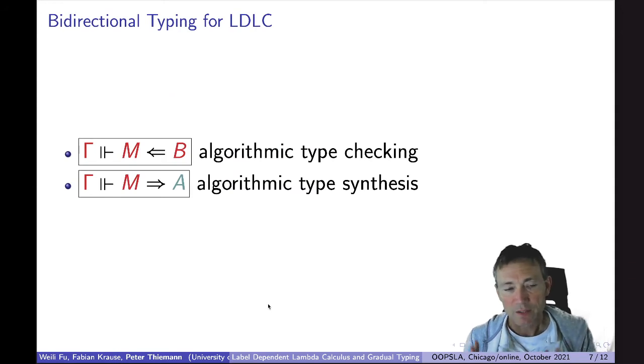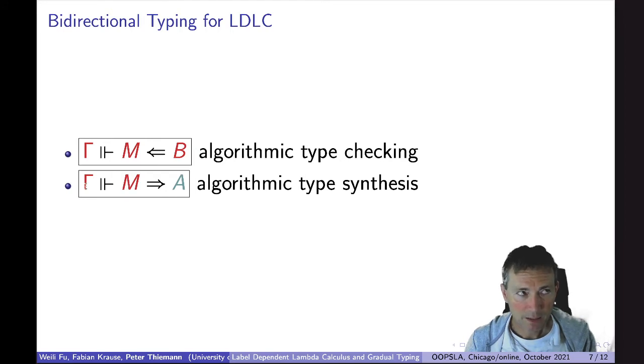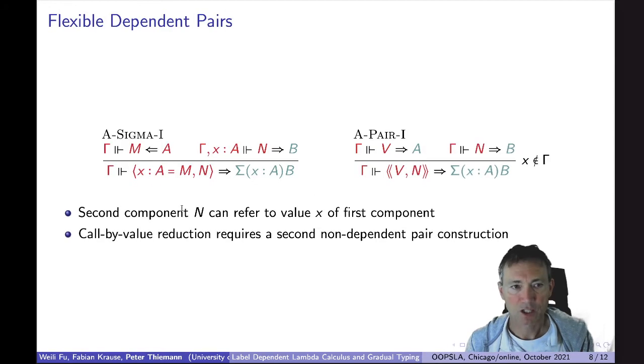Right, to get you in the mood, I need to show you a couple of typing judgments. Bidirectional typing means that we need to look at least at 2 typing judgments. The first one here is the checking judgment that says check the term M against type B in typing environment gamma. And the other one is type synthesis that says synthesize the type A from term M in typing environment gamma. The color coding: red means inputs to the typing judgment, and green indicates outputs of the typing judgment.